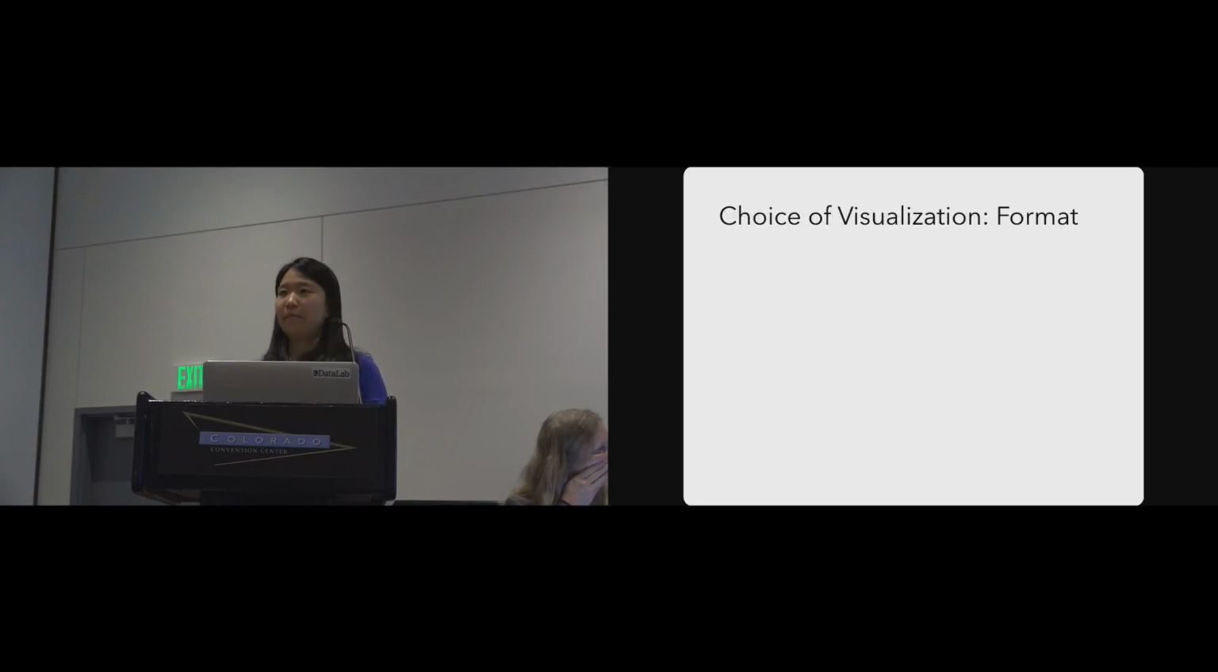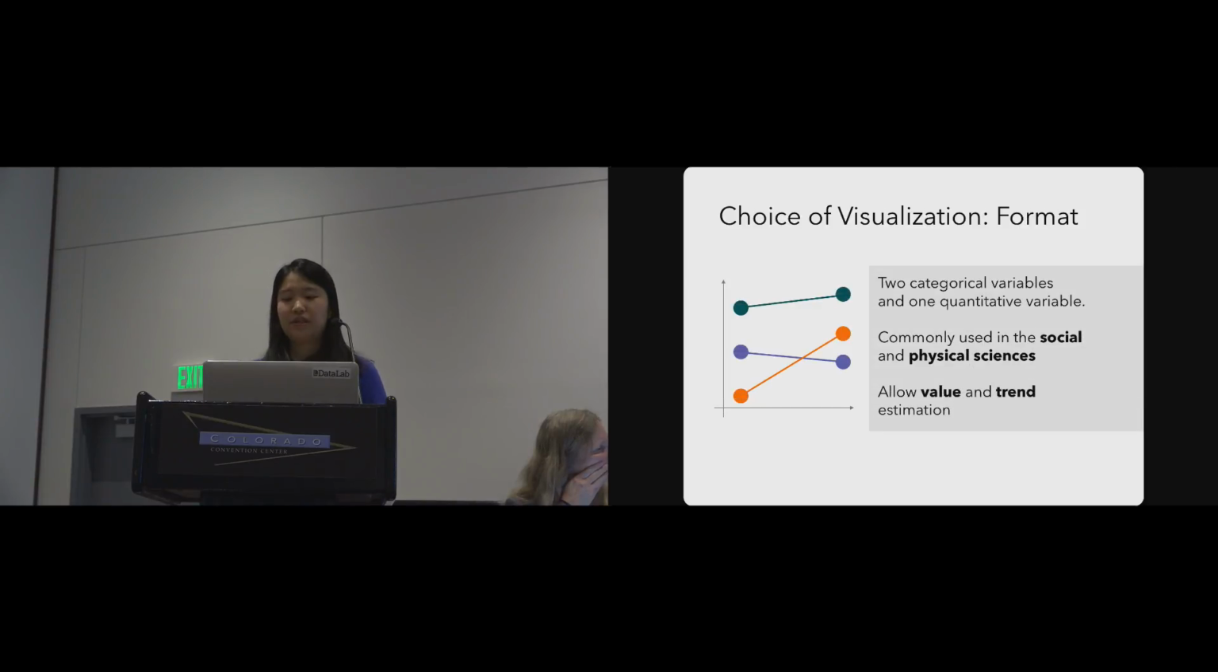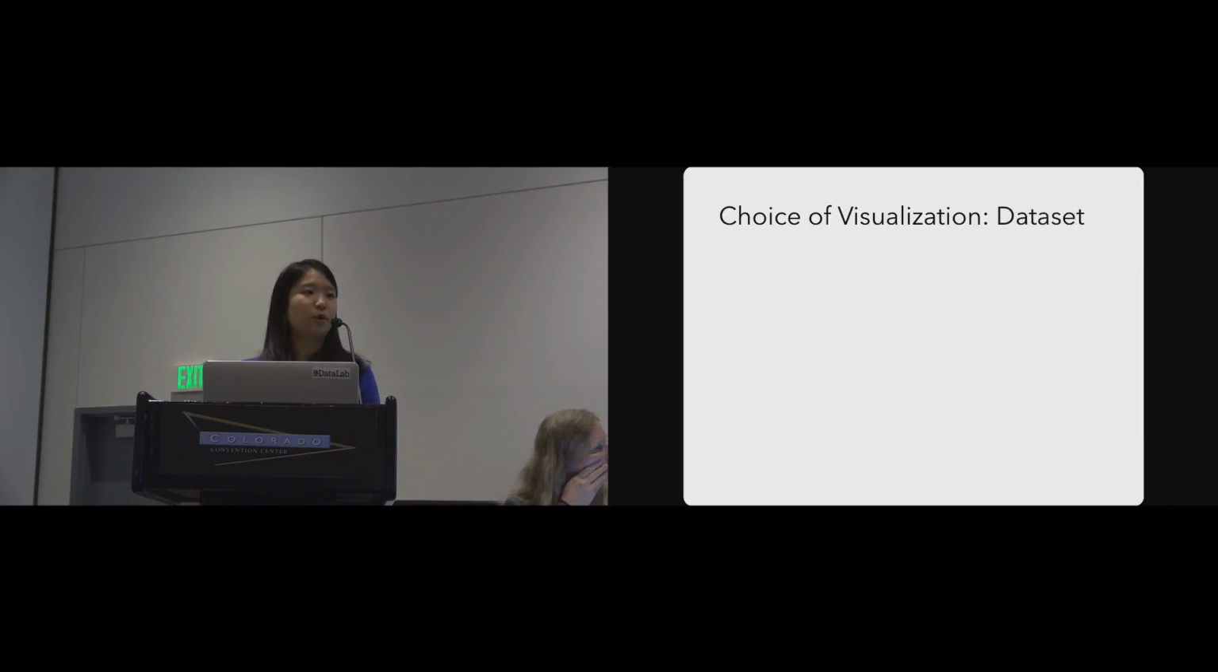So to test our hypothesis, we need a visualization to test on. We chose to use a 2x3 line graph that has 2 categorical variables and 1 quantitative variable, which is widely used in social and physical sciences. Also, this format allows us to observe how participants can recall high-level patterns as well as the individual data points.